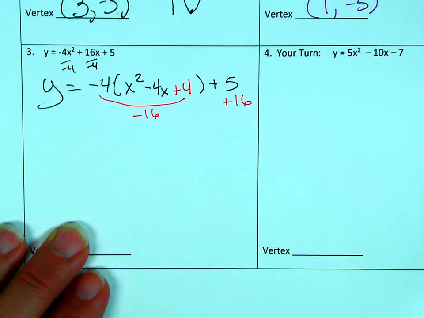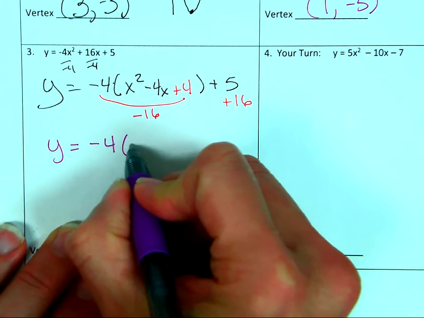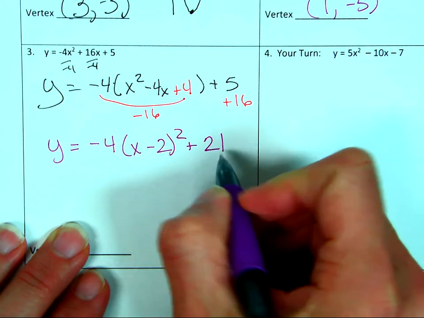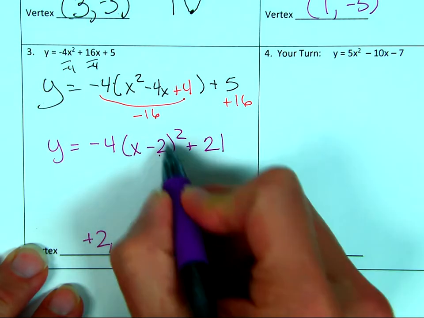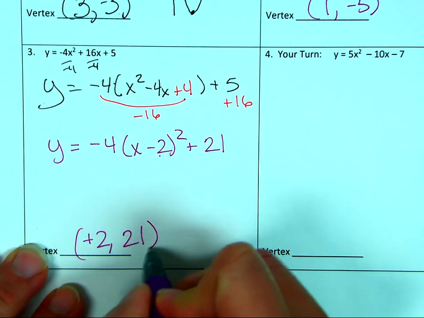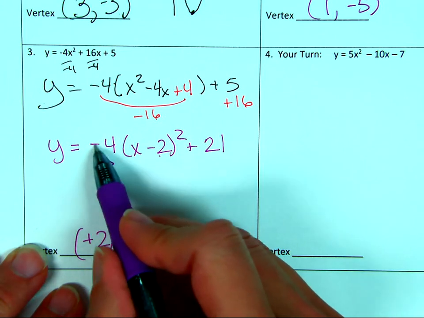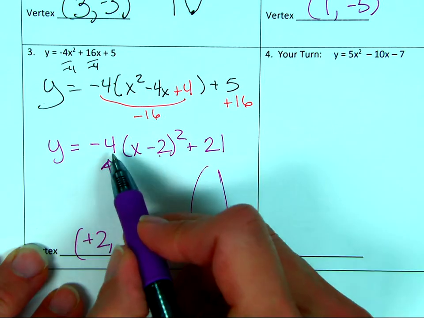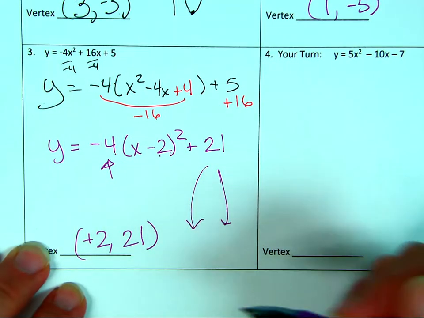So when I rewrite it, I get y equals negative 4 times x minus, remember it's half of that, 2, squared, plus 21. So my vertex then is positive 2, 21. It's the opposite of what we see there. Now, just remember, when this is negative 4, the negative tells us it's upside down. So when you graph it, it's going to look like this. We know that our pattern is going to, instead of 1, 3, 5, be 4, 12, and you won't be able to go beyond that. But anyway, that's kind of a skinnier one.